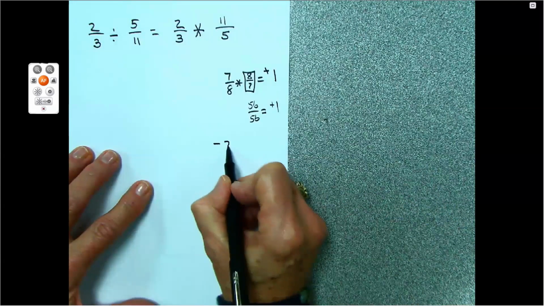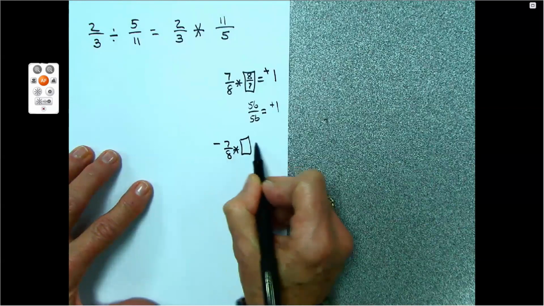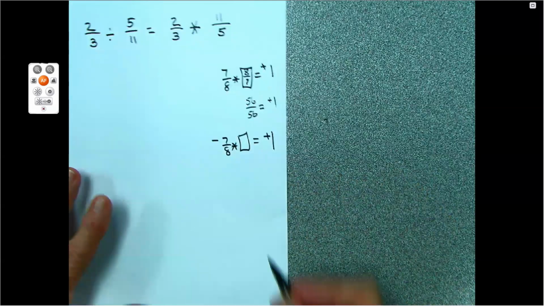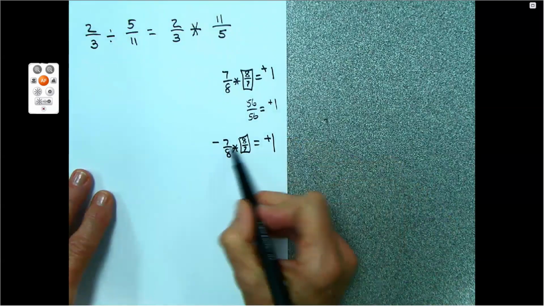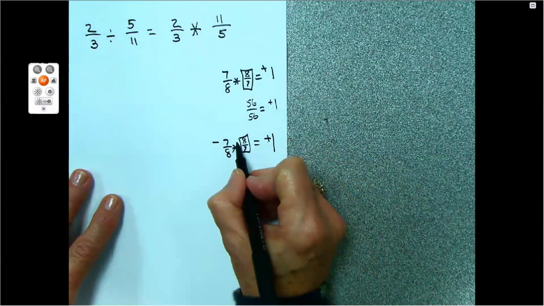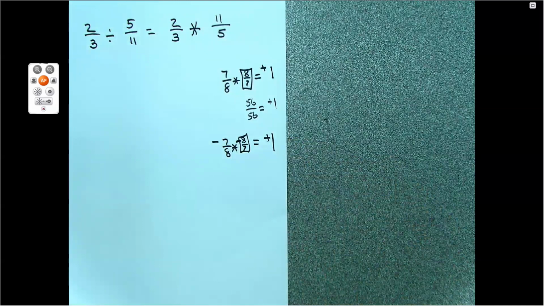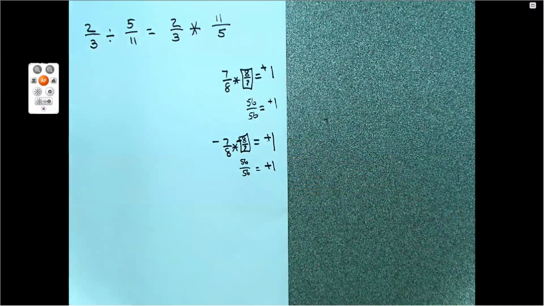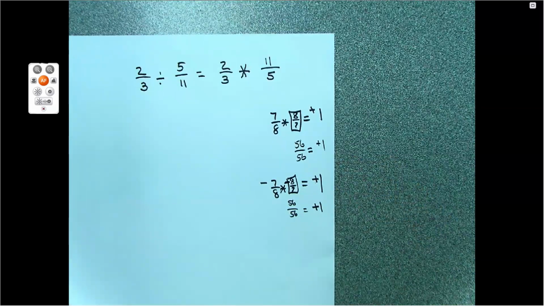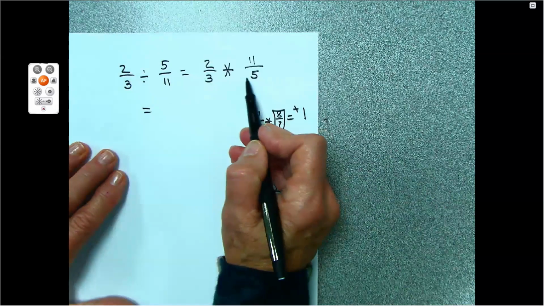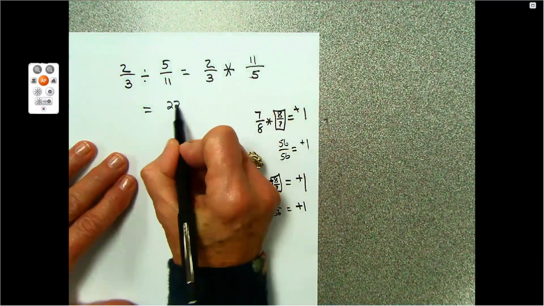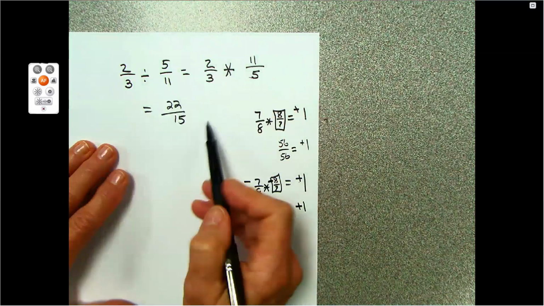But how about negative 7/8 times what equals positive 1? Well, I know I'm going to flip it, but that would be a negative 1. So I need to keep the sign. A negative times a negative is positive. I'll have 56 over 56 equals positive 1. The definition of a reciprocal includes managing the sign. Okay, well now we know how to multiply fractions. Multiplication of fractions is a piece of cake. Multiply the numerators, multiply the denominators, and simplify if you can.